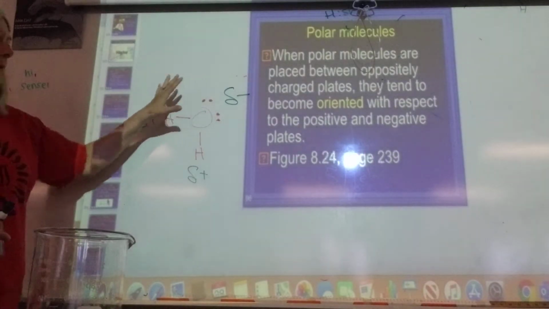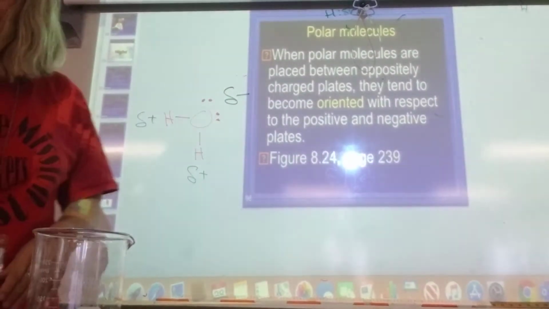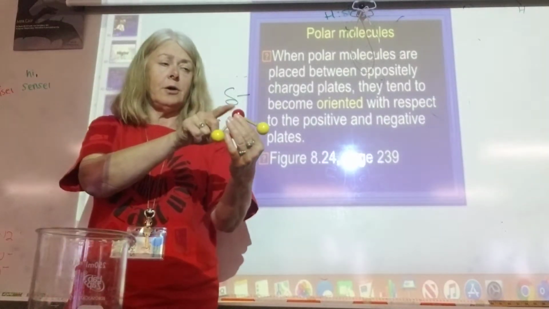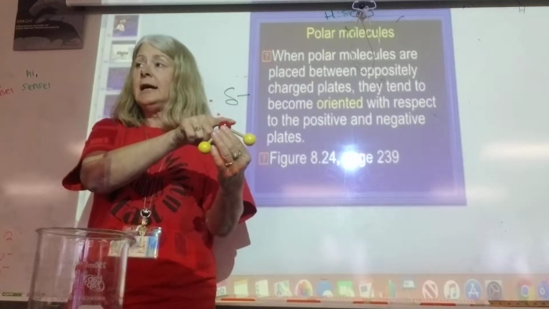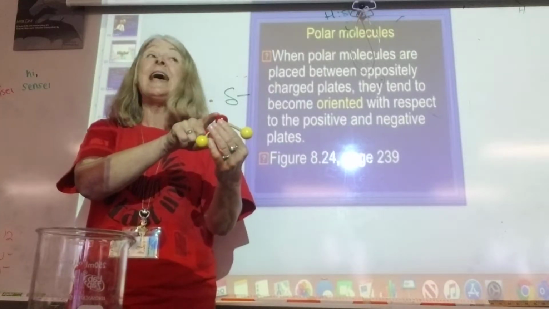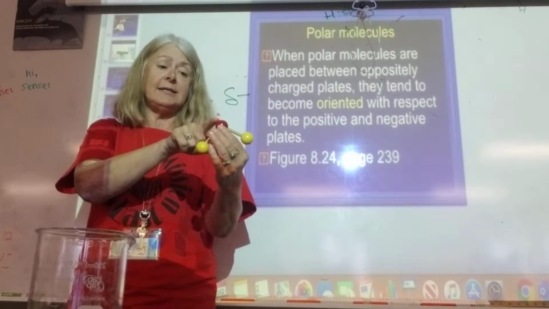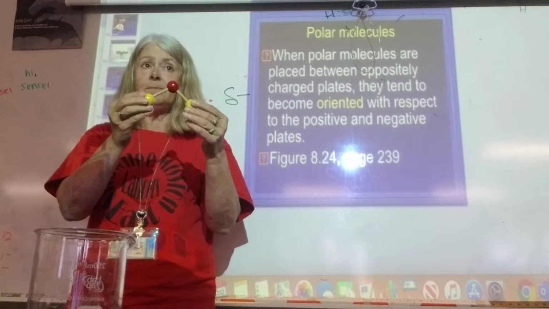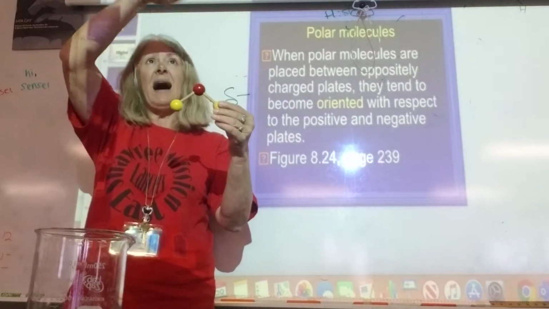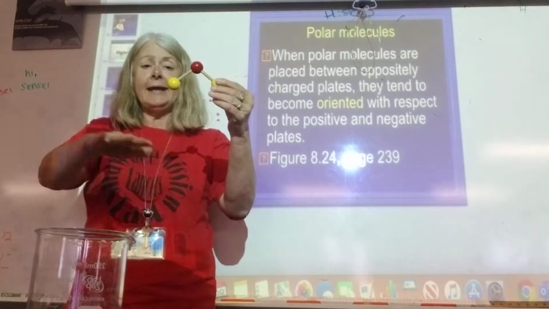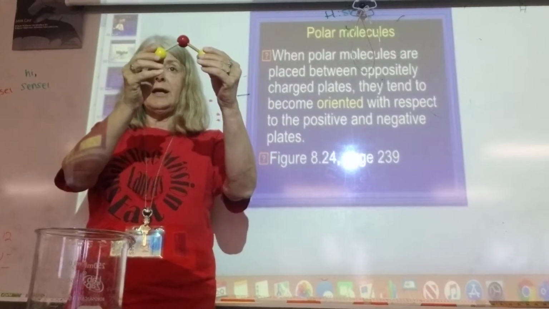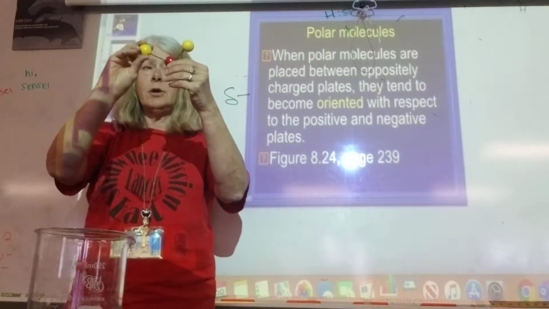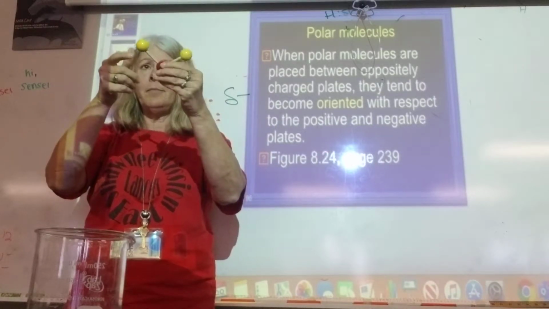If I put this molecule between charged plates, remember, this side of the molecule is negative because it's got the two unshared pairs of electrons, and oxygen is more electronegative. These two parts are positive, delta minus, delta plus. So if I put this in a field with a positive plate up here and a negative plate right here, will it orient like this or like this? O on the top or O on the bottom?